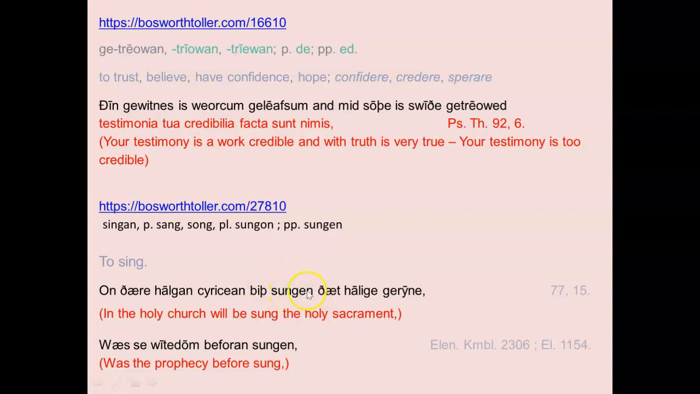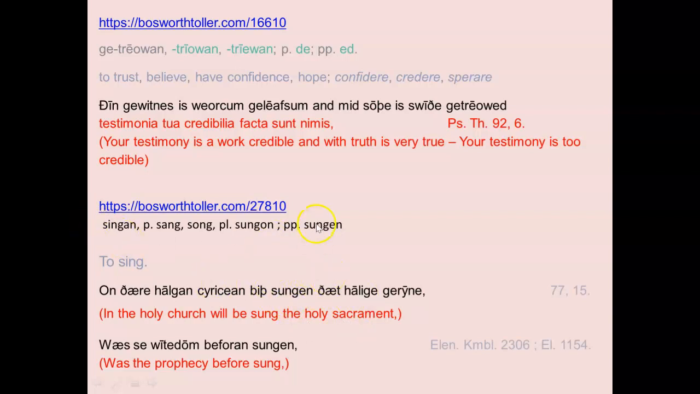It's being used in the subjunctive. Bith has that sense of will be, future tense. So it's not an established or true fact. The subjunctive is being used to suggest something that might be, will be, possibly, is hoped to be. So in the Holy Church will be, we hope, we're hoping, sung the Holy Sacrament. Okay, so the subjunctive form of singen is used.